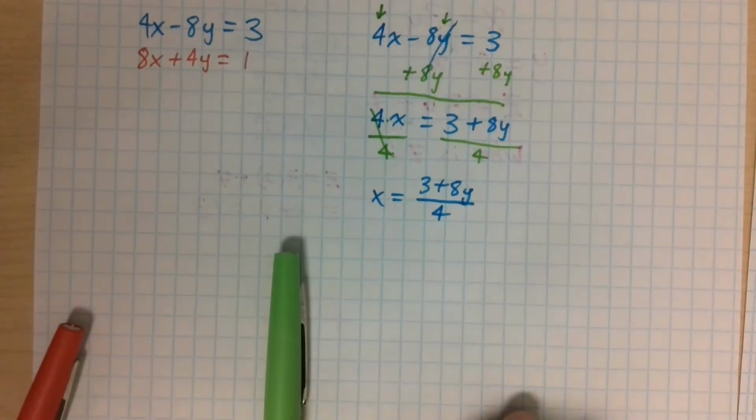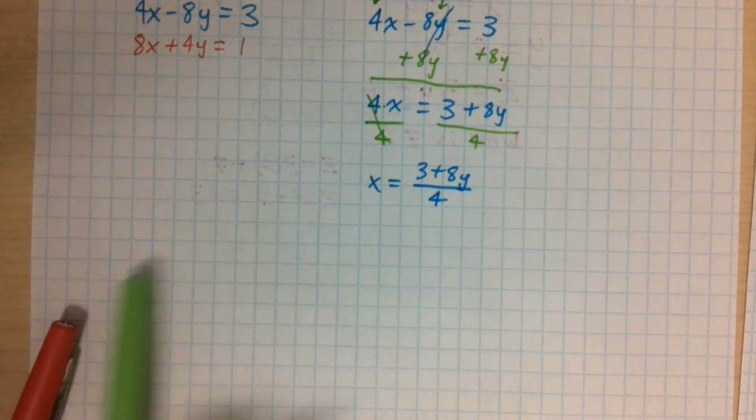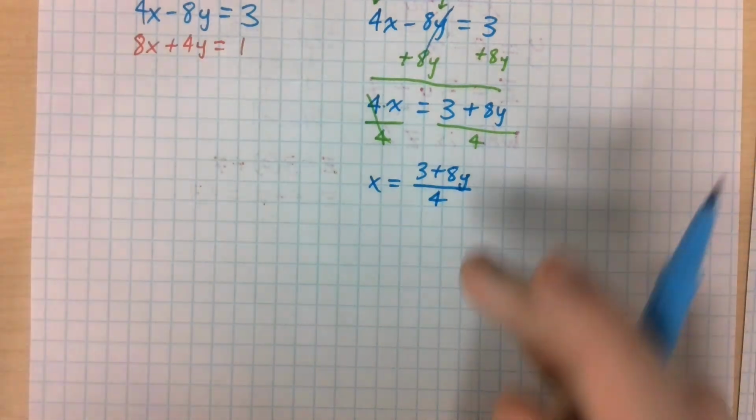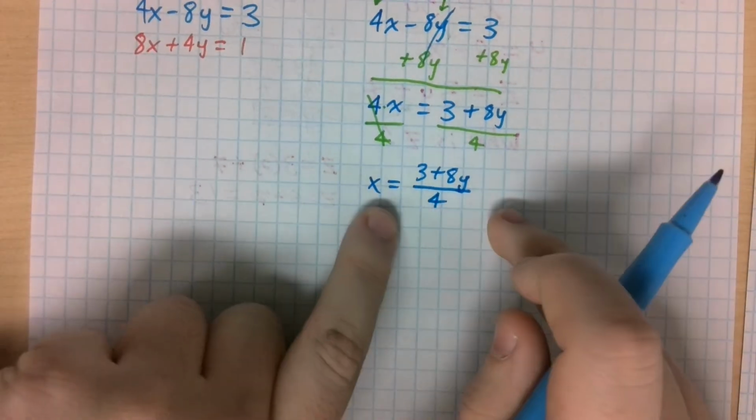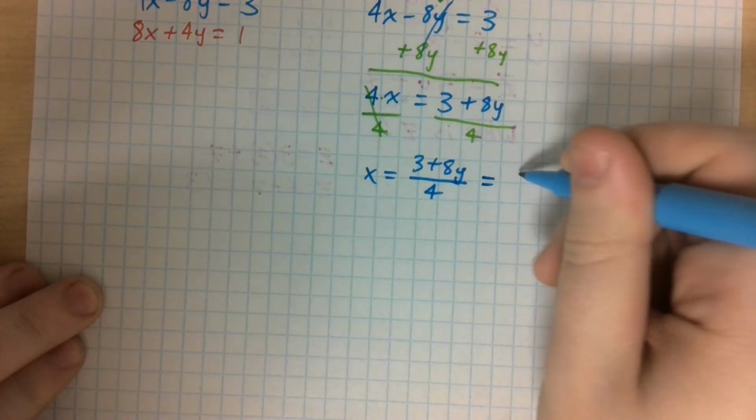Do you remember the trick when you have multiple things on top of a fraction and only one thing on the bottom? The trick is, you can split this fraction into two, 3 over 4 and 8y over 4.